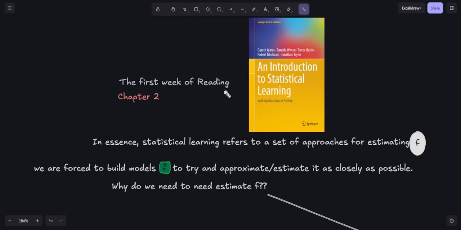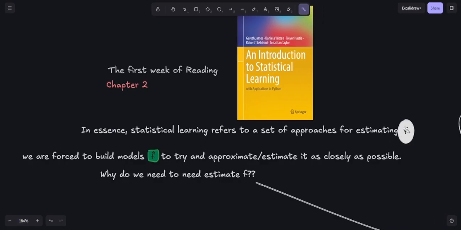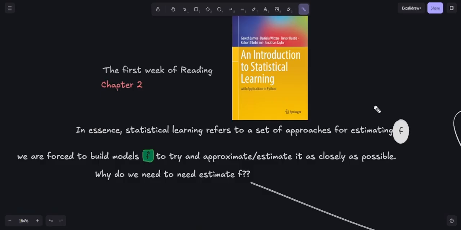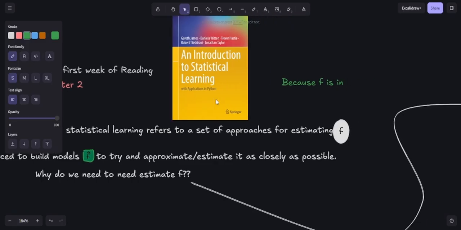This is the first week of reading An Introduction to Statistical Learning, and what I've learned, I've read chapter 2. In essence, statistical learning refers to a set of approaches for estimating F. We almost never know what F actually is because it is invisible and unknown.